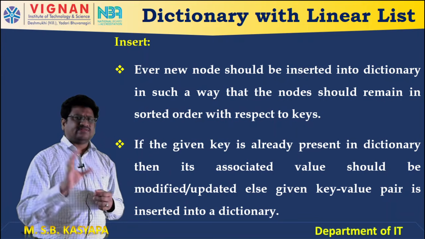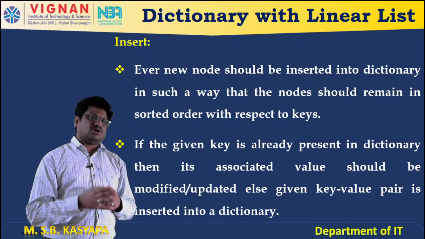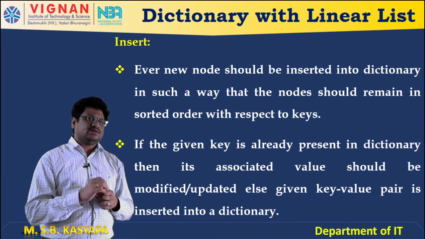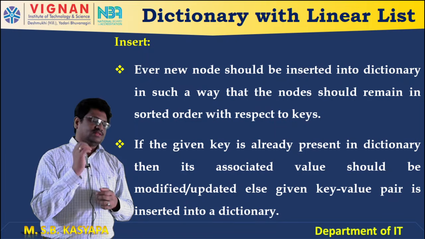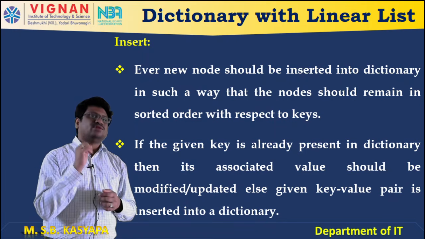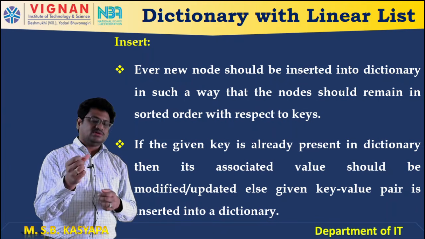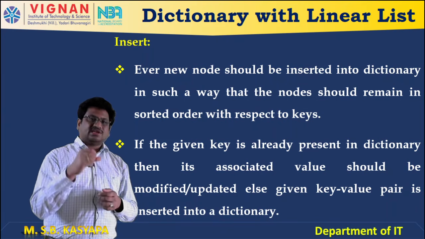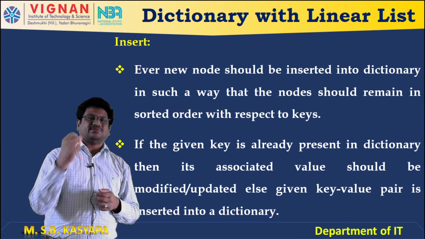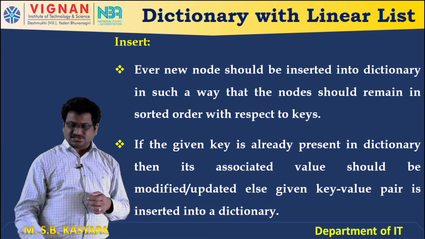First, suppose I already have data existing at that key, then I will modify the data. So insertion is nothing but either inserting a new value or new key pair. If the key pair already exists, then I will update that key pair. That is the insertion process.